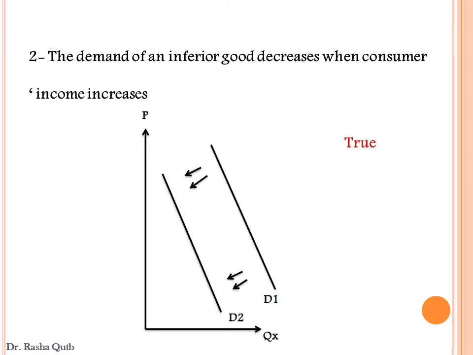Number 2, the demand for an inferior good decreases when the consumer income increases. This sentence is true. An inferior good is a kind of good whose consumption decreases as the consumer income increases, and the effect is shown graphically by shifting the whole demand curve leftward or downward.